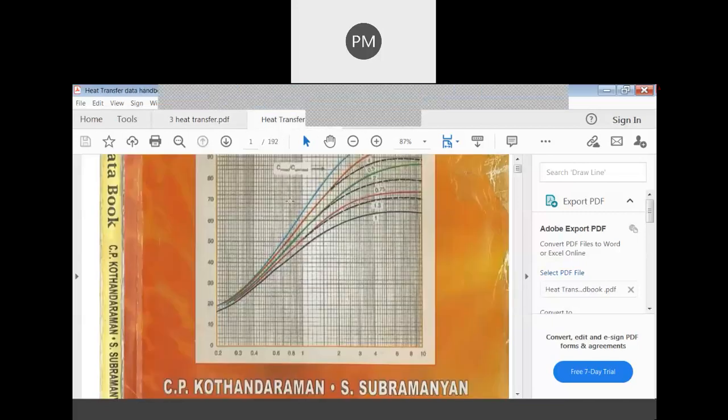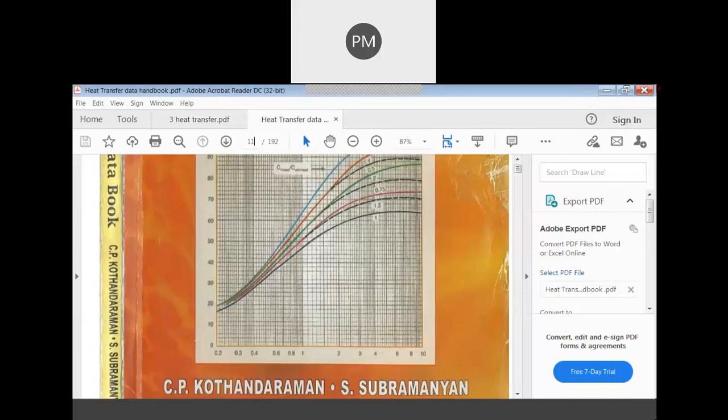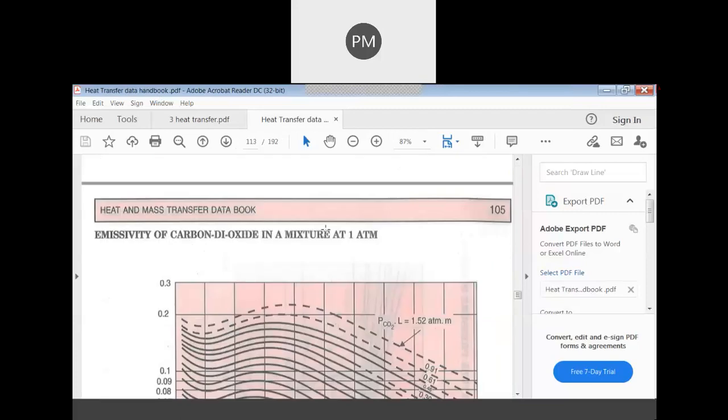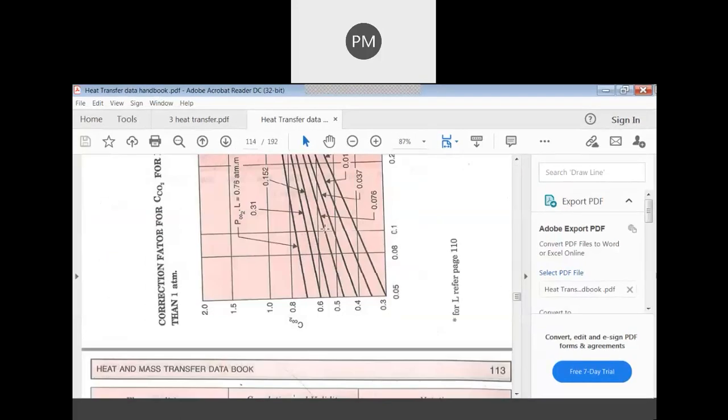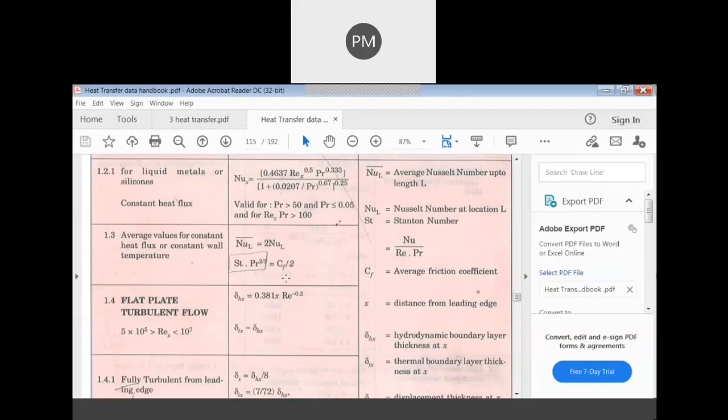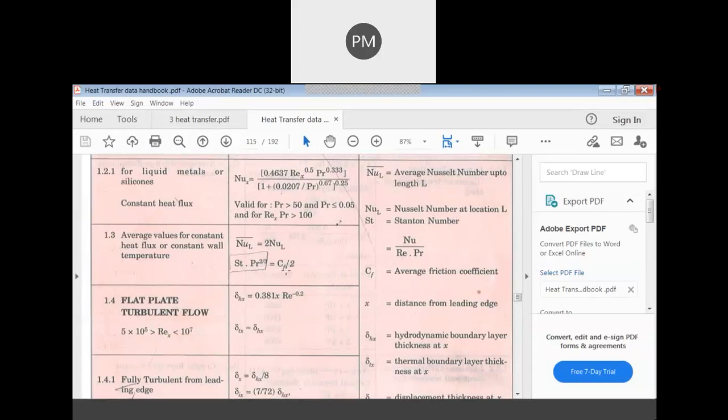And if you see the data handbook, on page number 113 they have given, for laminar flow, Stanton number into Prandtl number to the power of 2 by 3 is equal to Cf by 2, where Cf is the average friction coefficient. We use this formula if the Prandtl number is other than 1. If Prandtl number is equal to 1, 1 to the power of anything will become 1, so Stanton number will be given by Cf by 2.